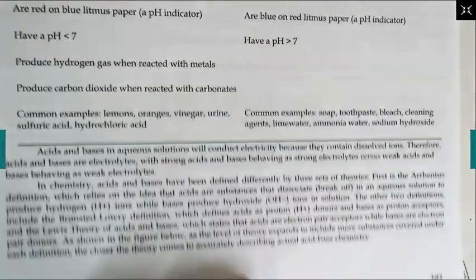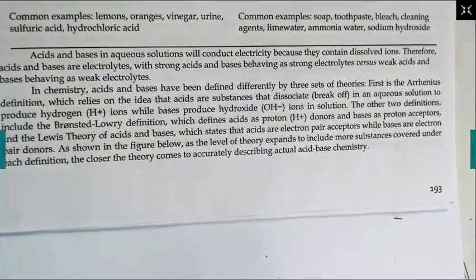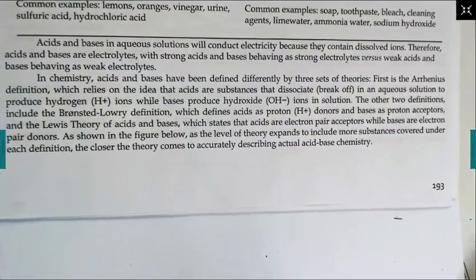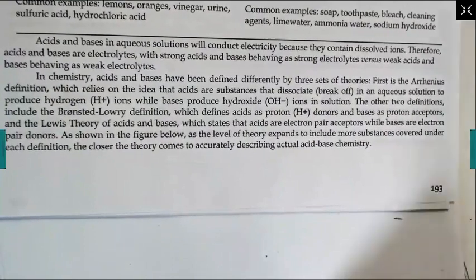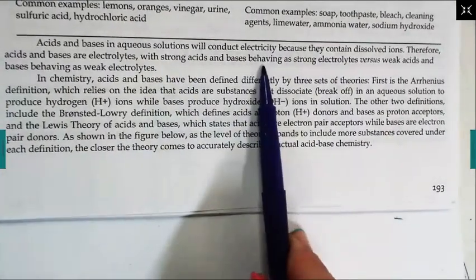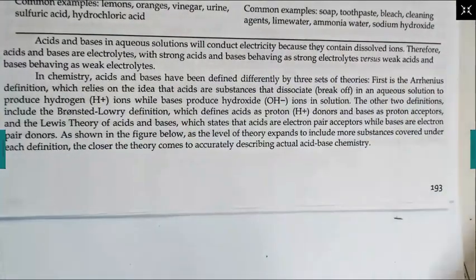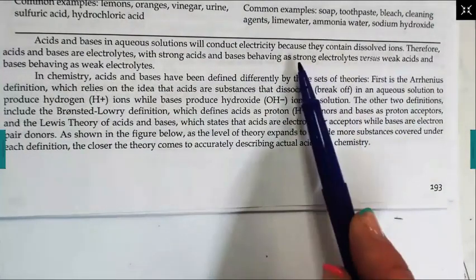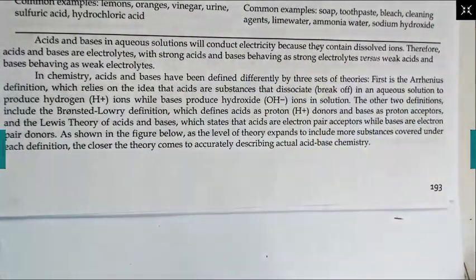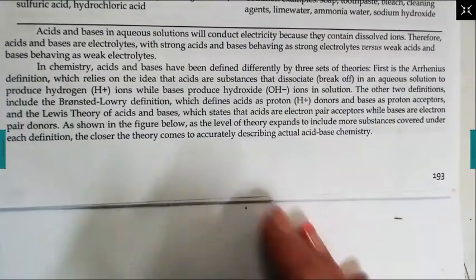So you can read. Okay, acids and bases in aqueous solutions will conduct electricity because they contain dissolved ions. Therefore, acids and bases are known as electrolytes. Strong acids and bases behave as strong electrolytes versus weak acids and bases behave as weak electrolytes. A strong electrolyte, the light bulb's really bright. A weak electrolyte, the light bulb's dim. Remember the light bulbs? Okay, cool.